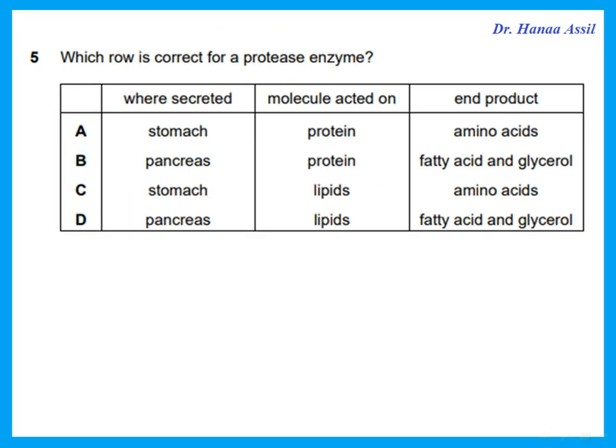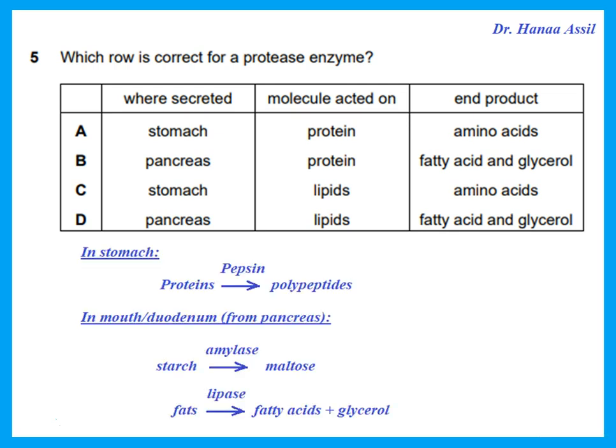Which row is correct for a protease enzyme? First of all, you should remember that a protease enzyme is one that acts on protein. So this is something that breaks up protein. So my answer should be A or B. Now, when it breaks up proteins, does this happen in the stomach, or in the pancreas, or is it secreted from the pancreas? Well, you should remember that in the stomach, yes, we have a protease that breaks down proteins. It breaks it up into polypeptides, and the end product is amino acids.